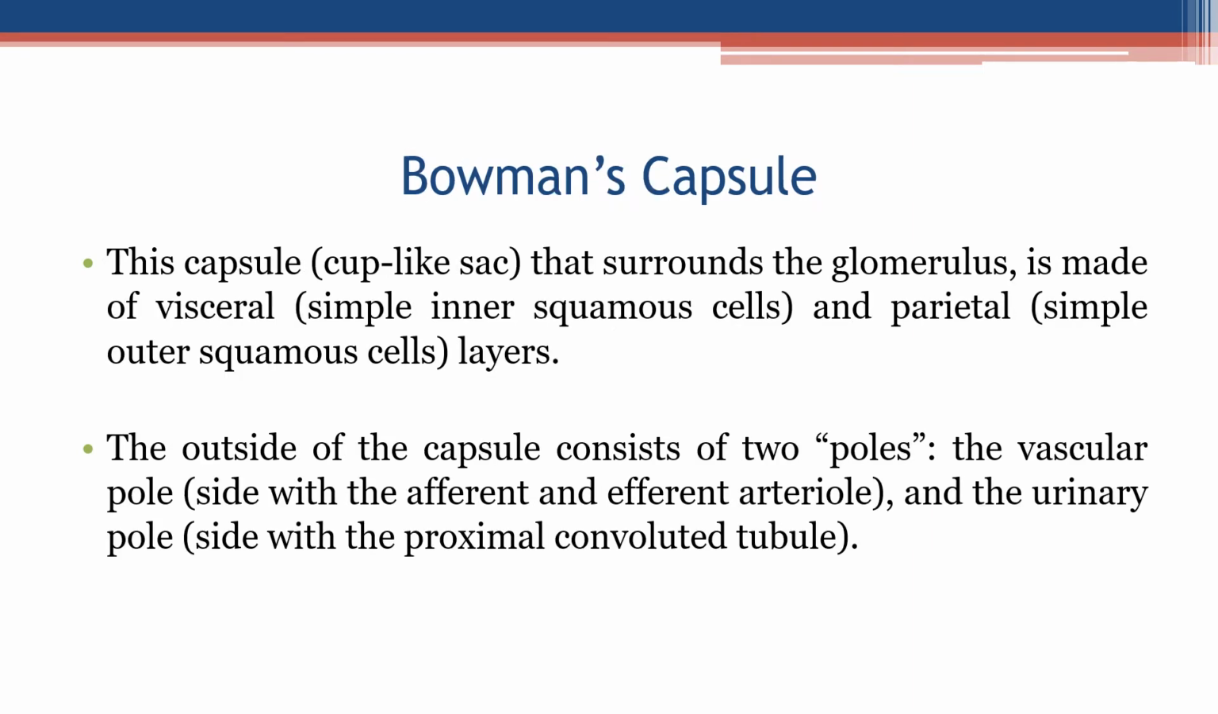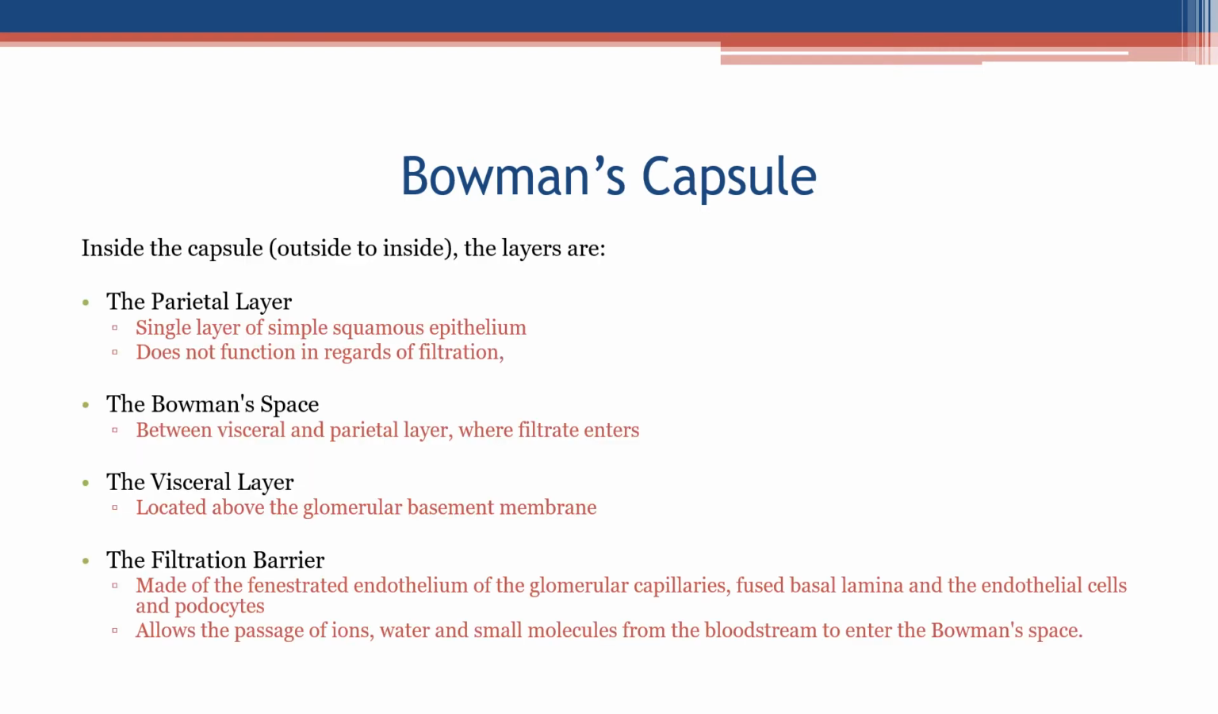Bowman's capsule. This capsule, a cup-like sac that surrounds the glomerulus, is made of visceral, simple inner squamous cells, and parietal, simple outer squamous cells, layers. The outside of the capsule consists of two poles, the vascular pole, the side with the afferent and efferent arteriole, and the urinary pole, the side with the proximal convoluted tubule. Inside the capsule, outside to inside, the layers are: the parietal layer. Single layer of simple squamous epithelium. Does not function in regards to filtration.